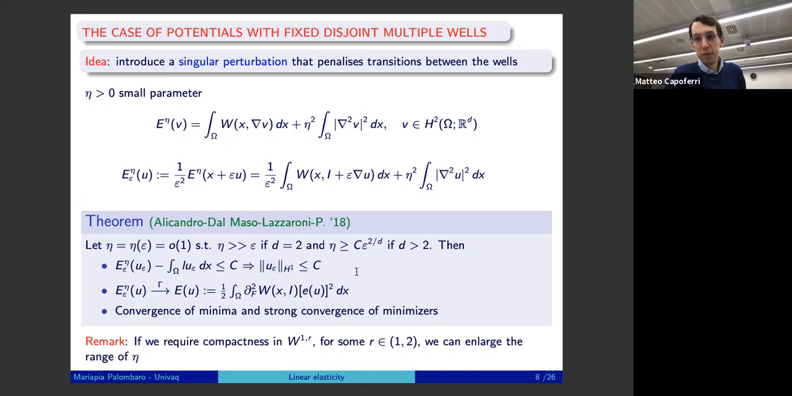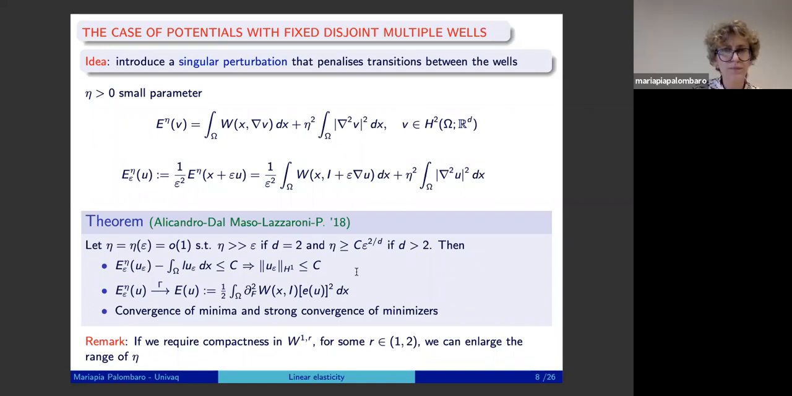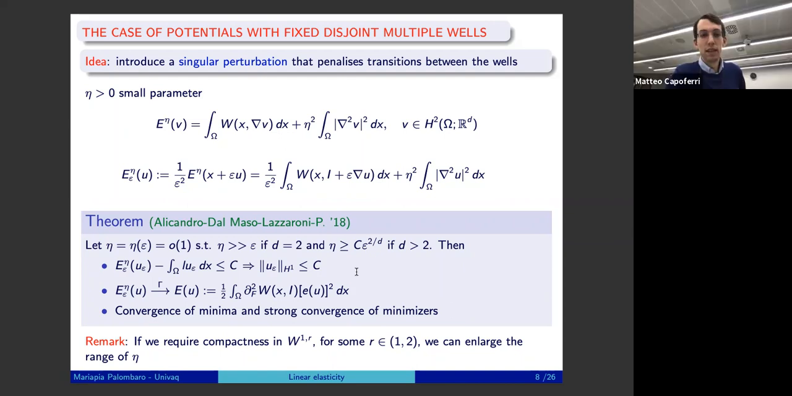And here, "much bigger", I suppose it means that epsilon over eta goes to 0. Epsilon over eta, yes, goes to 0. Yes, I see. Okay. Thank you very much.